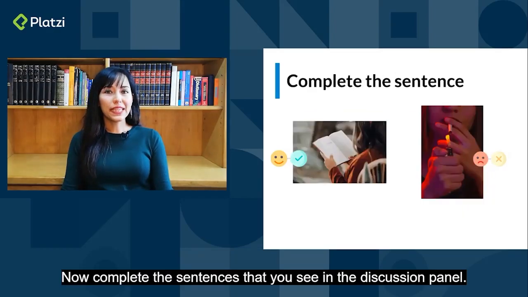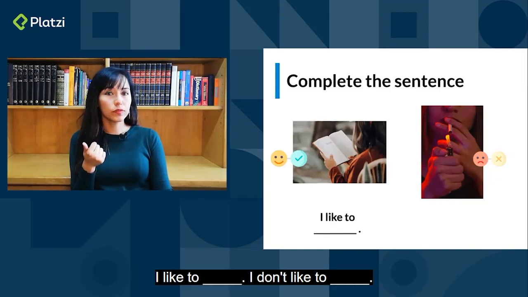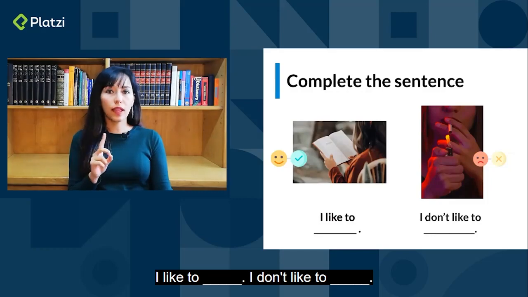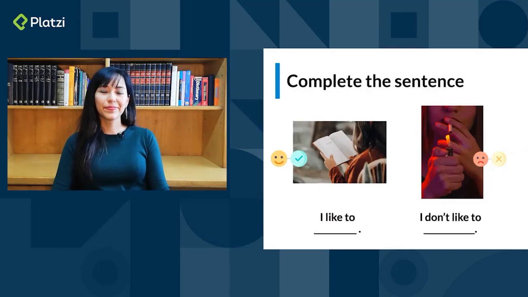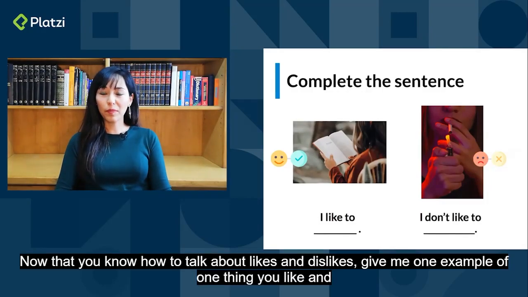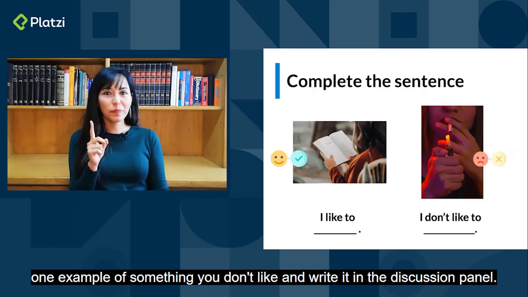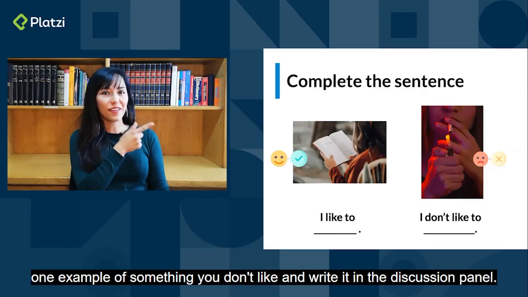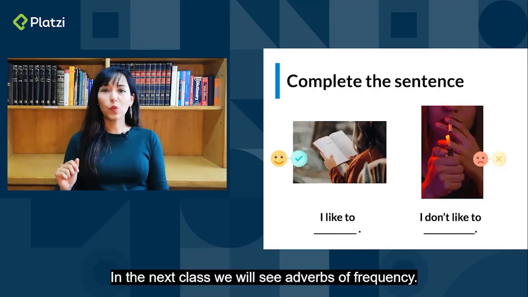Now, complete the sentences that you see in the discussion panel. I like to. I don't like to. Now that you know how to talk about likes and dislikes, give me one example of one thing you like and one example of something you don't like and write it in the discussion panel. In the next class, we will see adverbs of frequency.